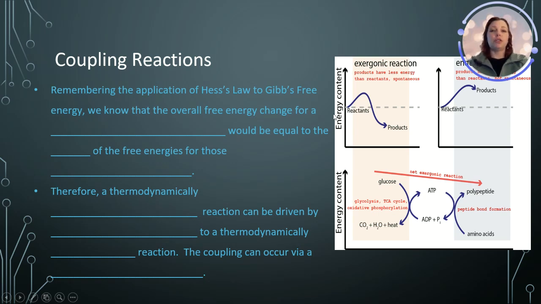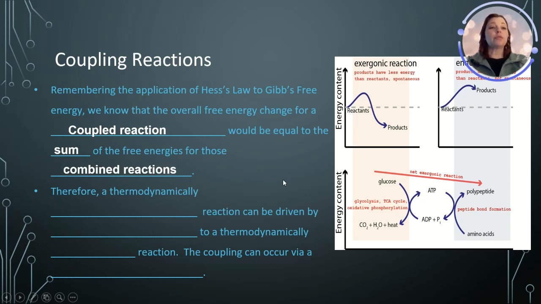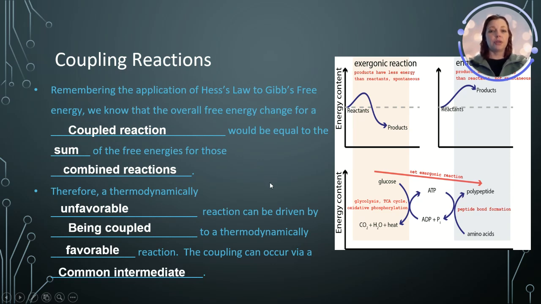So remember the application of Hess's law to Gibbs free energy. We said that the overall free energy change for the coupled reaction would be equal to the sum of the free energies for those combined reactions. Just like we did with enthalpy, we can sum free energies for reactions that sum to give an overall larger reaction. Therefore, a thermodynamically unfavorable reaction can be driven by being coupled to a thermodynamically favored reaction. And again, as I said a second ago, the coupling can occur via a common intermediate.